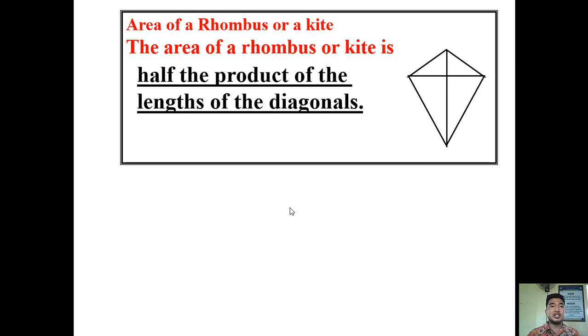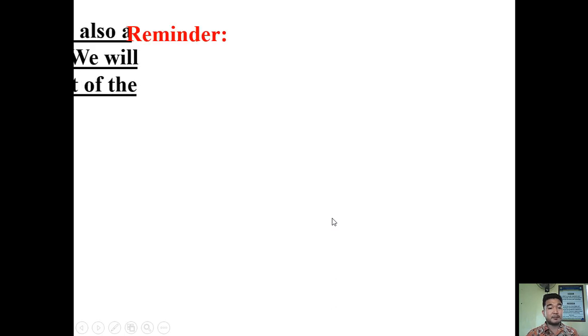Kasi kapag perimeter, you add all the sides, then you'll have the perimeter. Once again, the area of a rhombus and kite is 1/2 of the product of the lengths of the diagonals. Ang kailangan natin dito ay yung measurement ng kanilang mga diagonals. Ito yon para sa kite. And then you multiply the measurement of the two diagonals and then divide it by 2 to get the area of the rhombus or kite.